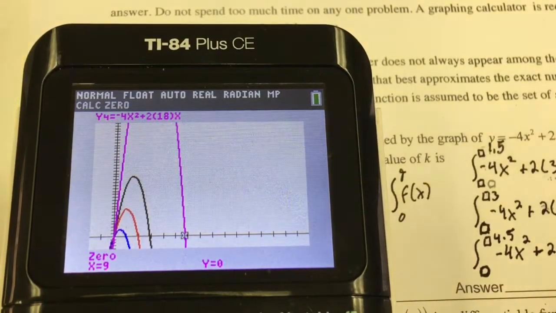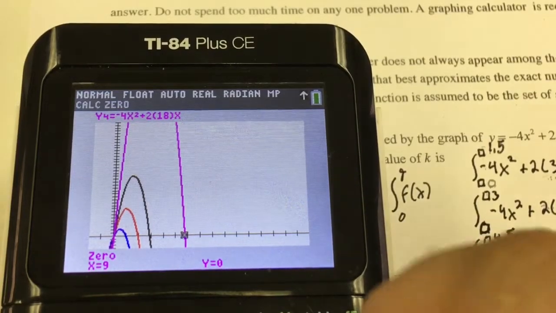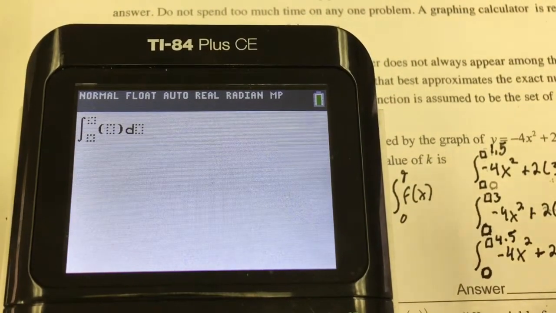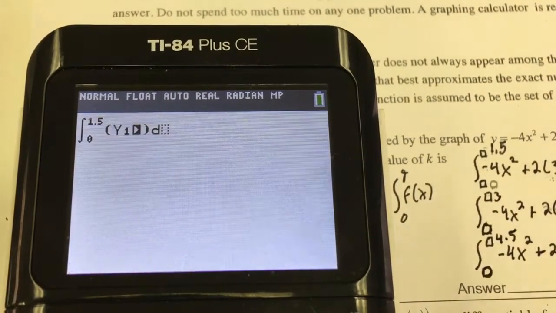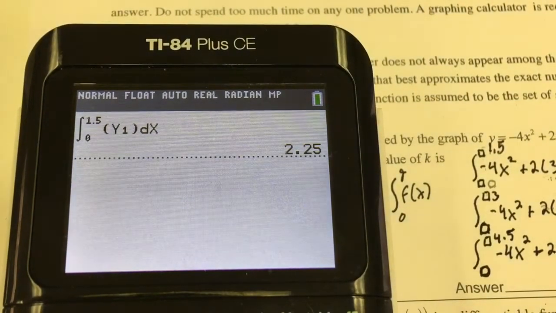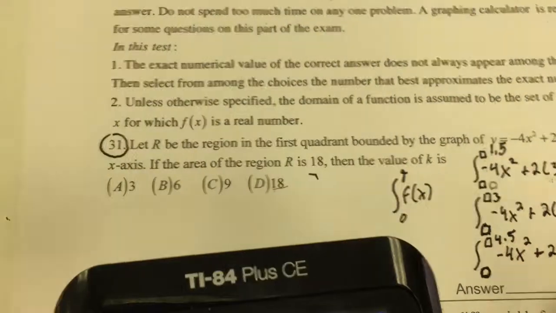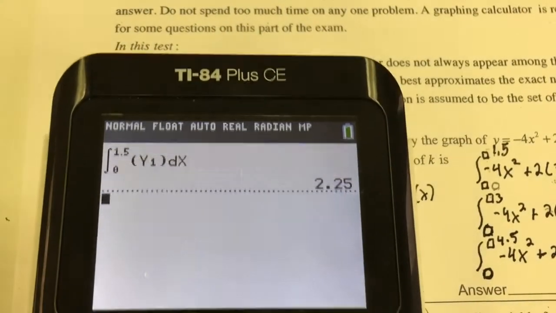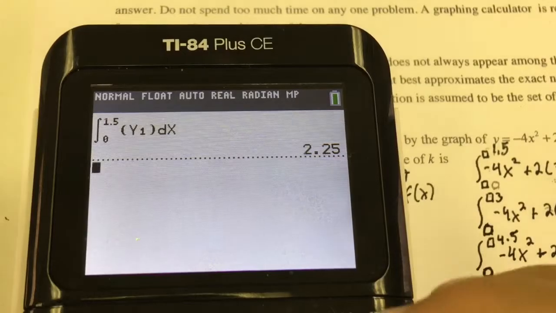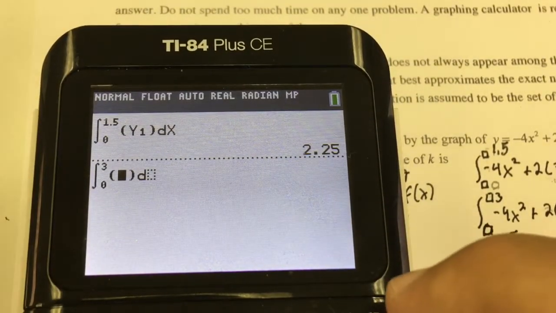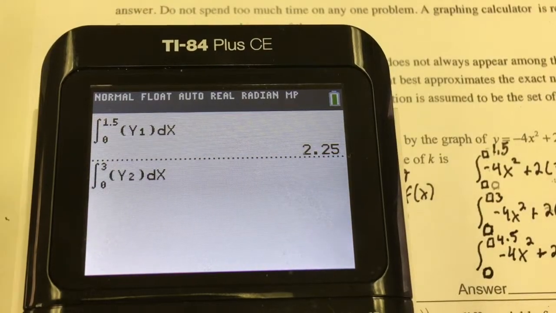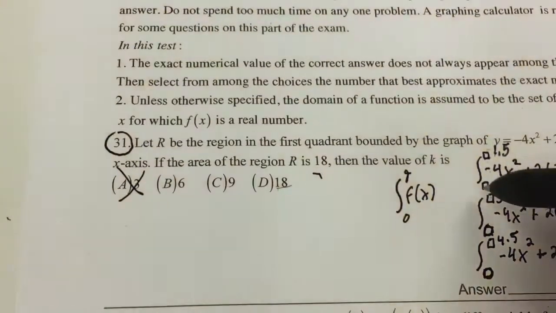So now I'm going to figure out the area for each of these. Let's see. Second quick, I already did math 9. So my first one is going to be from 0 to 1.5 of alpha y equals my first graph with respect to x. It does not equal 18, so it cannot be my first choice. Math 9 from 0 to 3 of the second graph. Alpha calc, second graph, dx. Bingo, that is my answer. This one worked from 0 to 3.